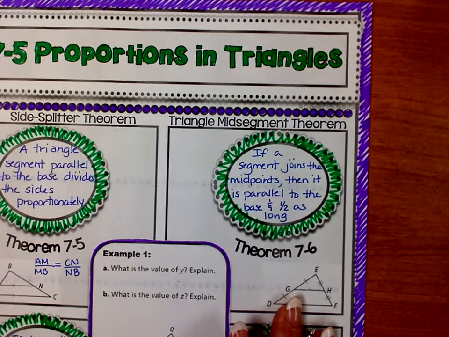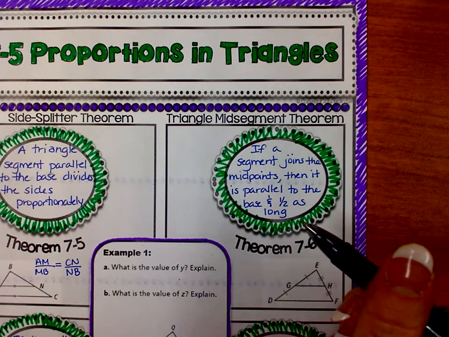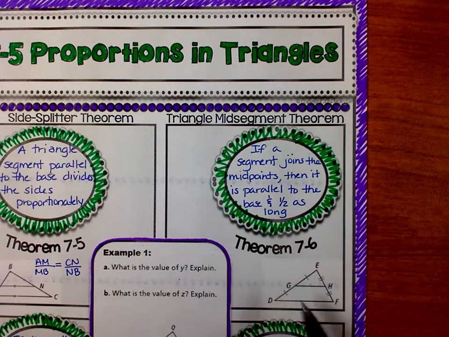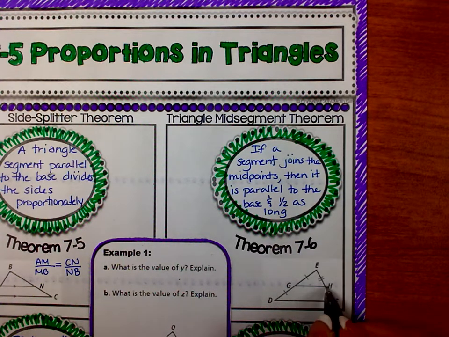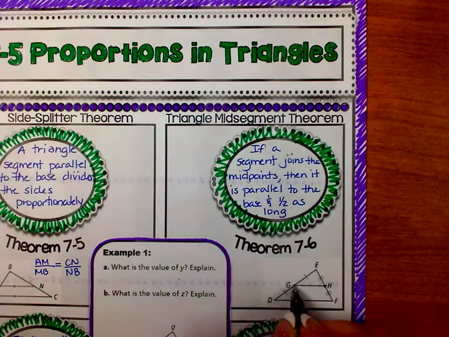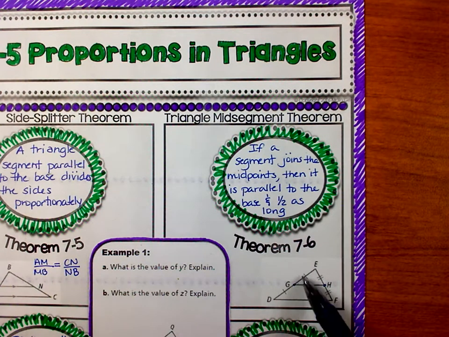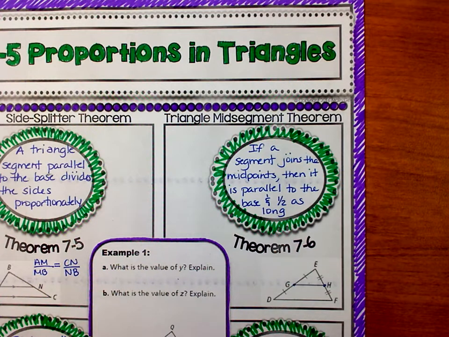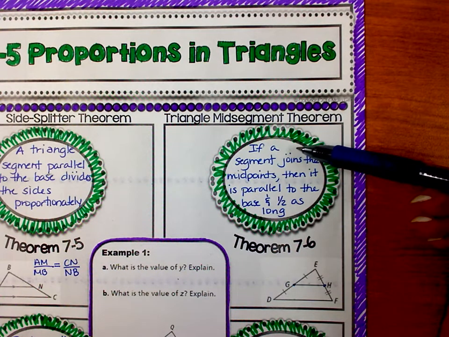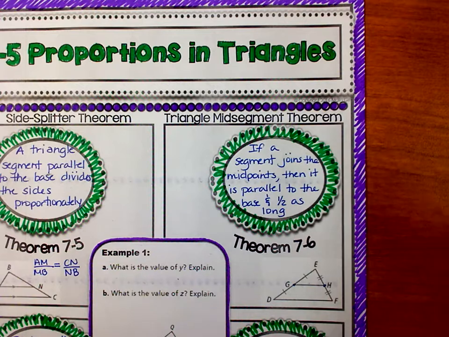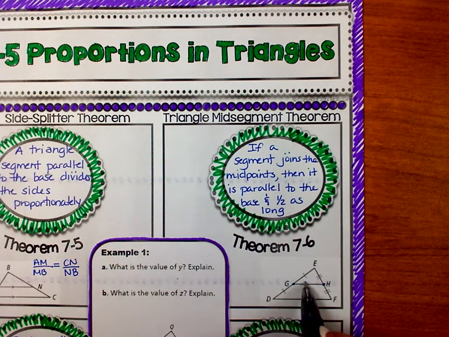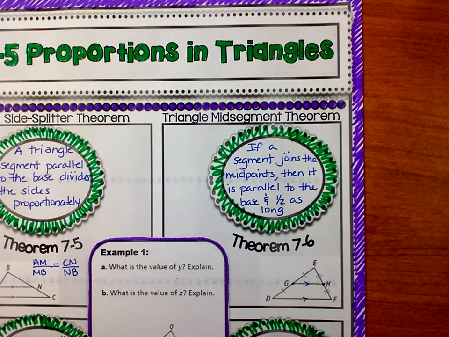Theorem 7.6 is the midsegment theorem. The midsegment is the segment that connects the midpoints of the sides of a triangle. So this is a midpoint and this is a midpoint. You can see these are marked congruent. And this one says, if a segment joins the midpoints, then it's parallel to the base. So this is parallel to this.